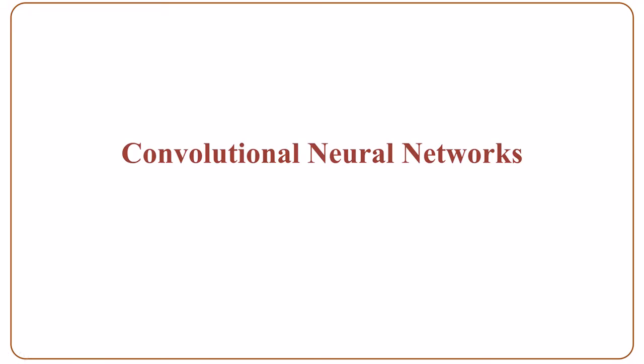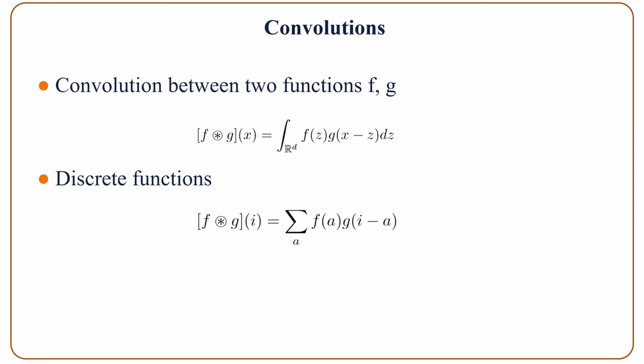In this video, we talk about convolutional neural networks. So what is a convolution operation? Let's say we have two functions, f and g. We first flip one of the functions. Let's say g.